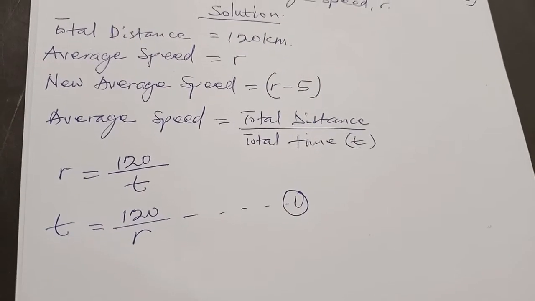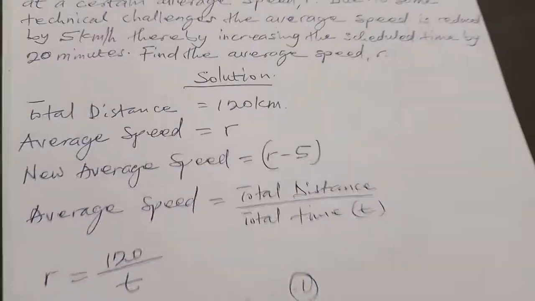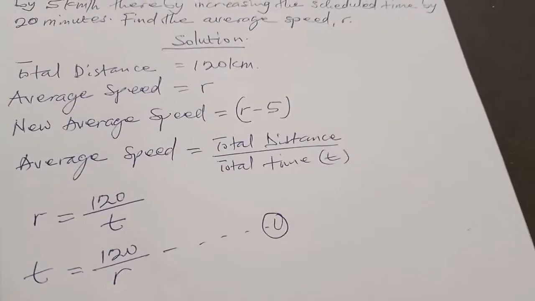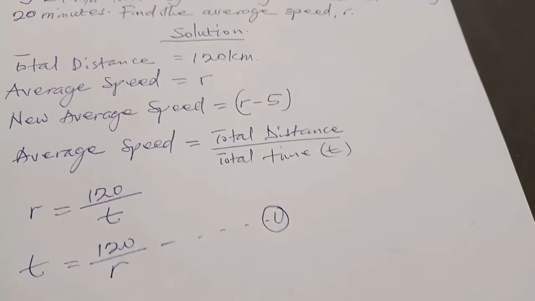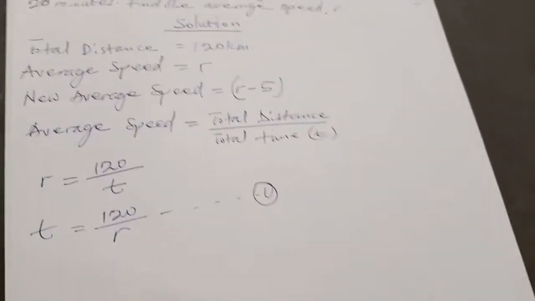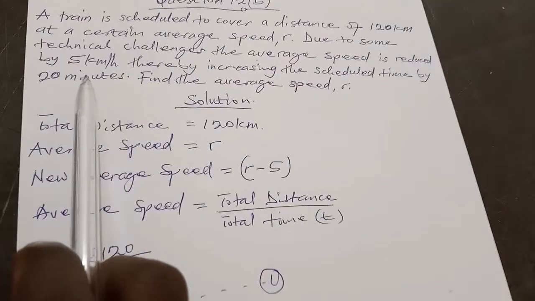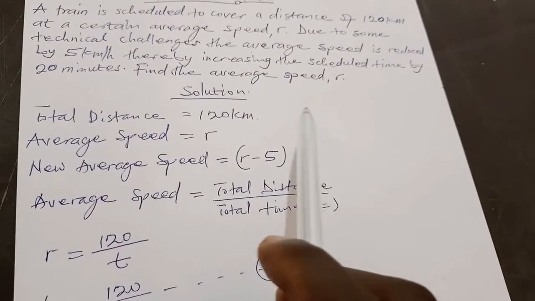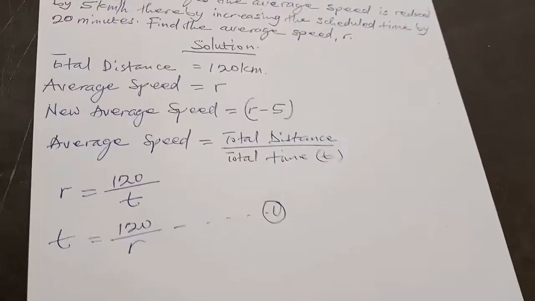Then there is additional information: the expected time increased by 20 minutes. That's very important information for us to use in solving this question. But the 20 minutes here, we cannot just use it for t because the time is in hours. When we look here, the speed is in kilometers per hour. So if the time is in minutes, then we have to change it into hours. We are going to do that right now.